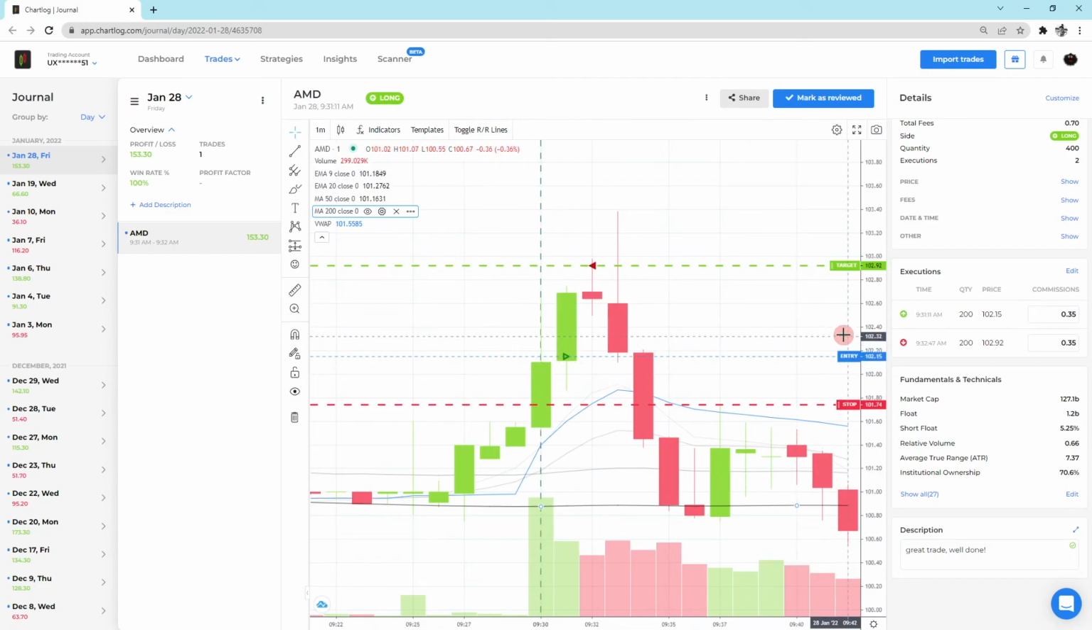And that's it. We have filled in all the information that we need, and we can mark the trade as reviewed. See the blue dot next to the AMD over here? That means this trade hasn't been reviewed yet. So if we mark it as reviewed, this blue dot is gone and we are done journaling for this trade, and because it was only one trade on that day, also for the day.